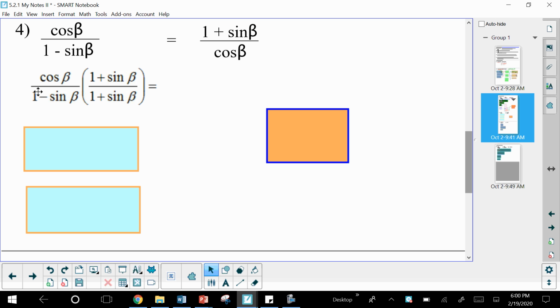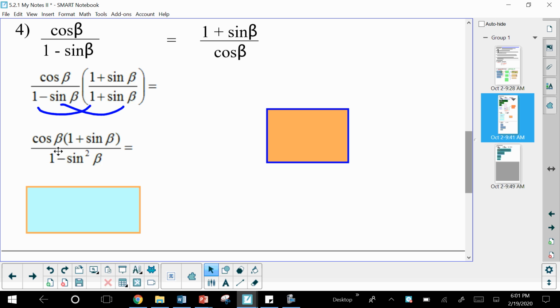Okay, for the numerator, we're actually not going to distribute through this time, but the denominator, I am. So I'm going to FOIL on the denominator, and because they're conjugates, I only have to do the first and the last term. So when you do that, you should end up with 1 minus sine squared beta. And again, the numerator, I am choosing not to distribute through.